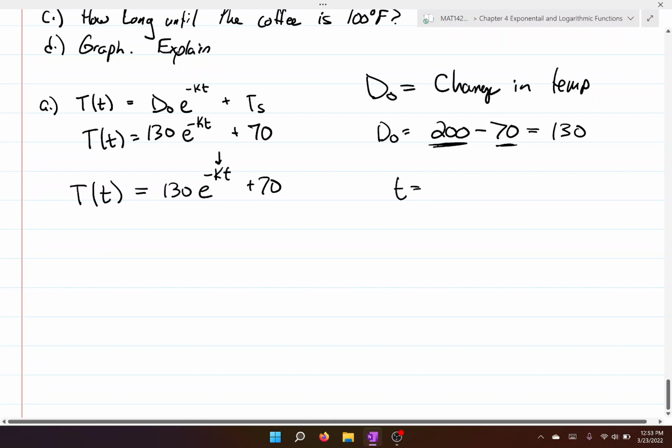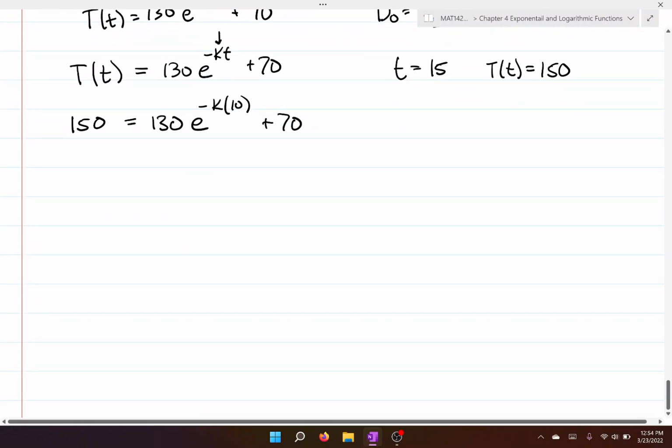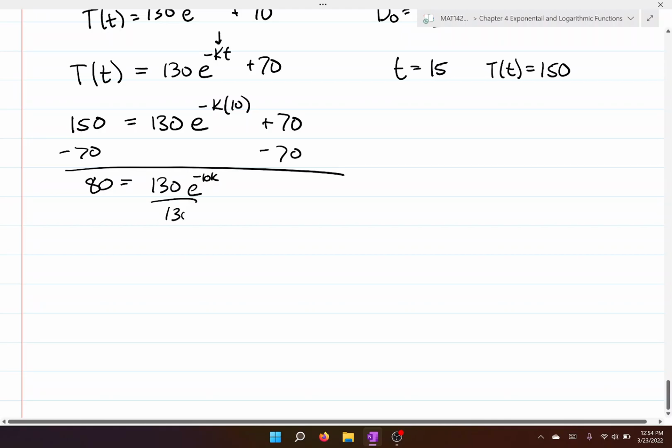So t equals 10 minutes, and the temperature of the coffee at that time was 150 degrees. Let's make our substitutions here and solve this equation. Let's subtract 70 from both sides. That gives us 80 equals 130 e to the negative 10k. Divide both sides by 130. That gives us e to the negative 10k is 8 over 13.